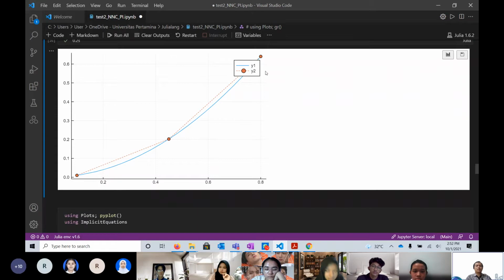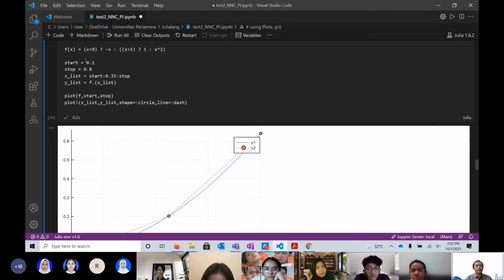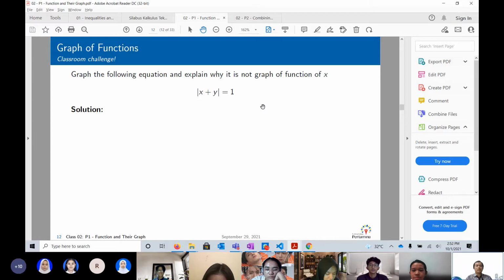The plot will change again like this. So in this case, if we are asked to only plot from 0.1 to 0.8, meaning that we only need to plot this part, this middle part. So it depends on the questions, basically. Is that clear? Yeah, okay. Thank you, sir. Okay. Now this is the classroom challenge.